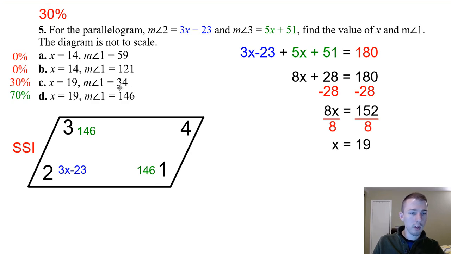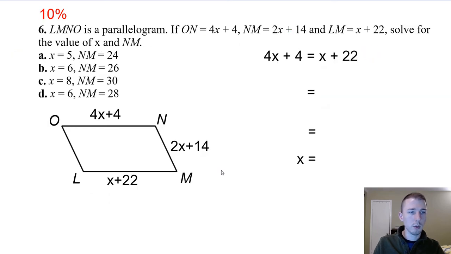So if you got measurement of angle 1 was 34, which 30% of them did, then that's because they solved for angle 2, which is not the same thing as angle 1. It would be the supplement of that if you plugged it in for angle 2. So be careful there, because those two were not equal.